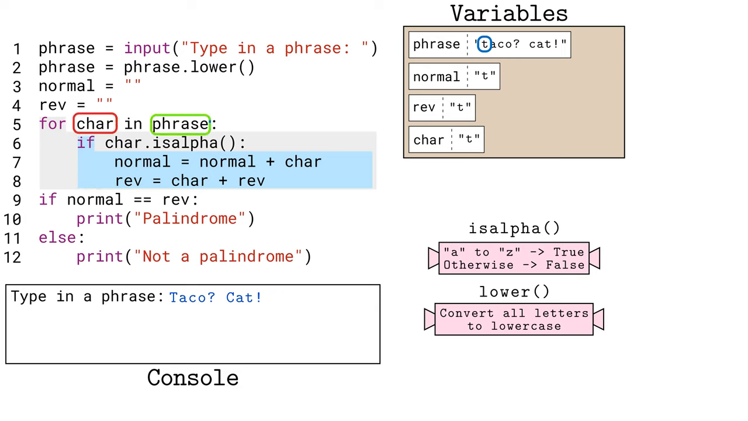The char stepper variable advances to the next letter in phrase, the A, and the code inside the for loop repeats, just like before. We can now see the normal and rev variables start to diverge a bit in content. Keep an eye on those variables as the iterations continue.